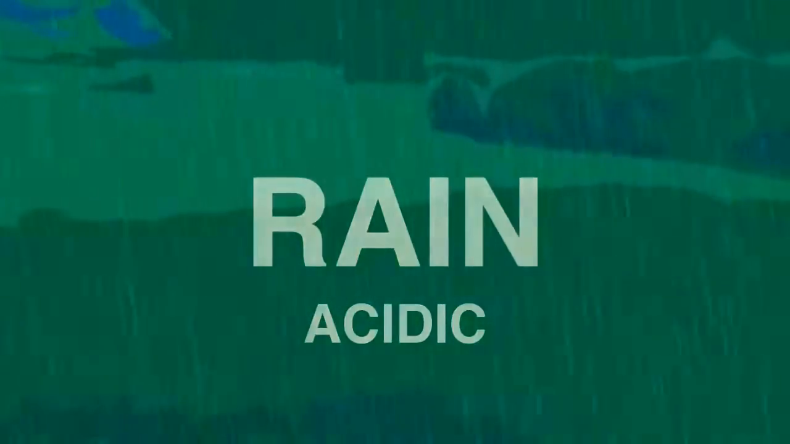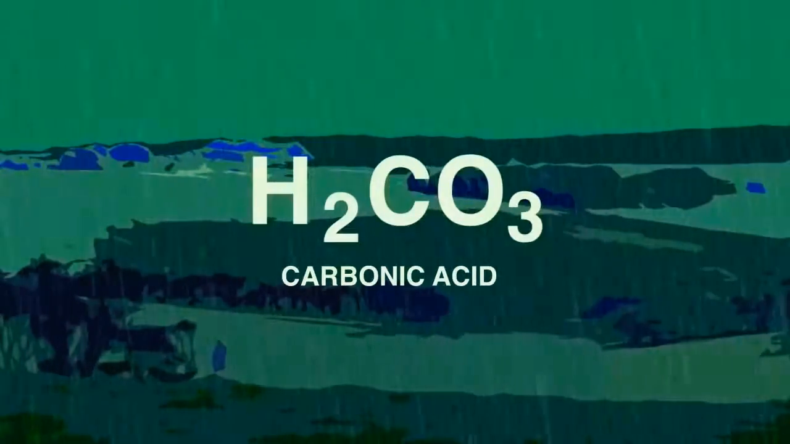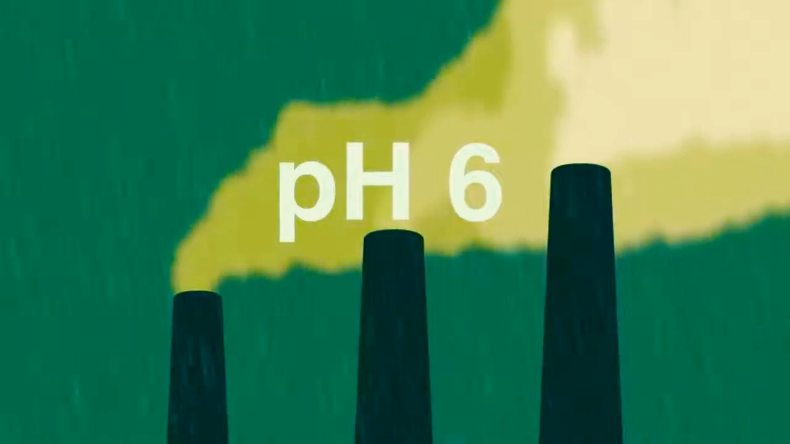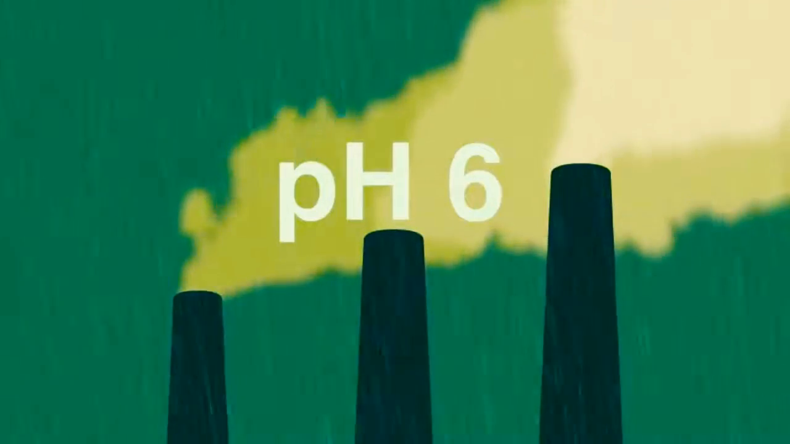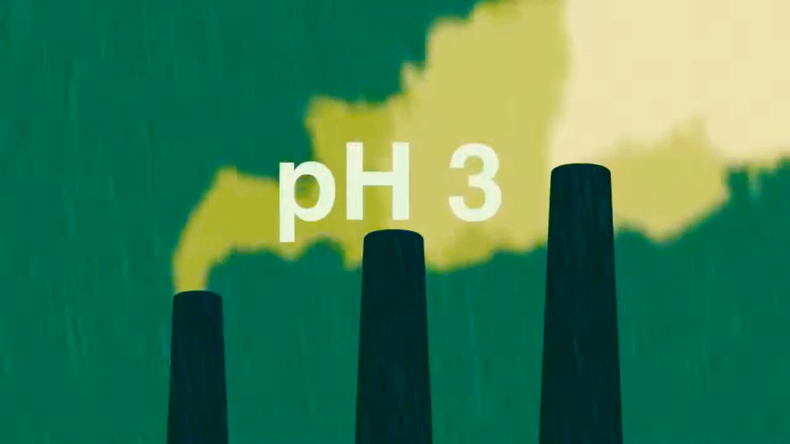Firstly, it's important to understand that rain is naturally slightly acidic. Whilst falling to the ground, the rain dissolves carbon dioxide from the atmosphere to form carbonic acid, a weak acid, giving natural rain a pH of 6. It's when we burn fossil fuels that much stronger acids get into our rain, to form acid rain with a pH as low as 3.